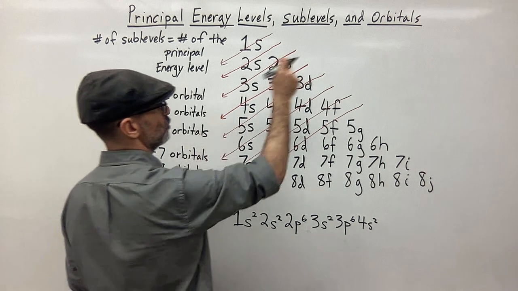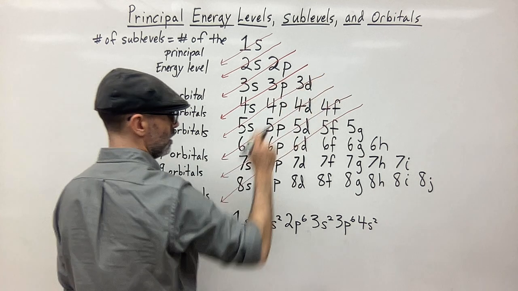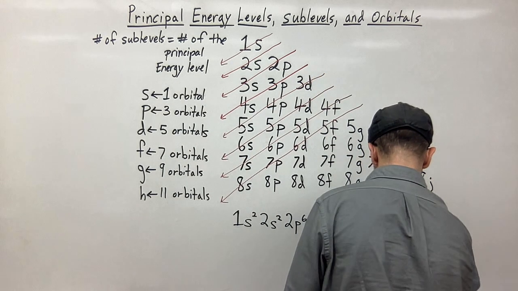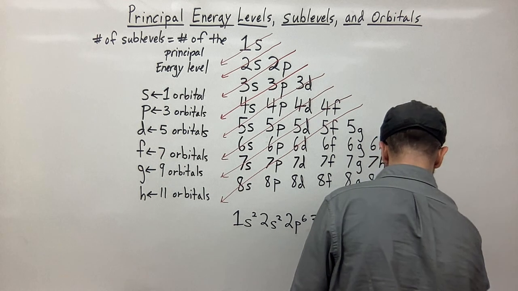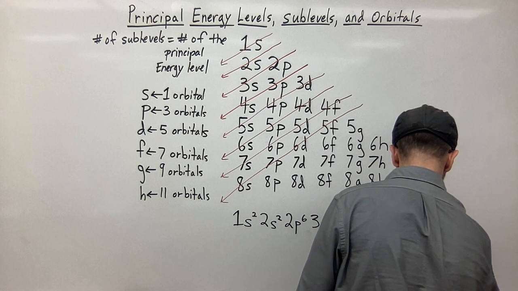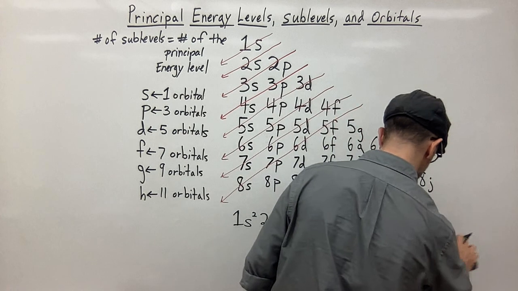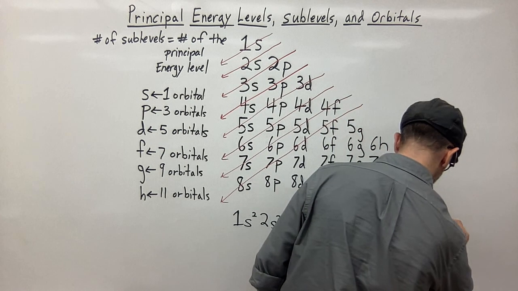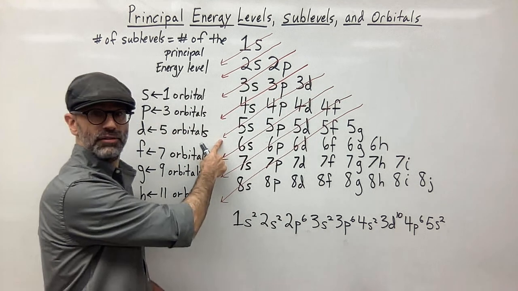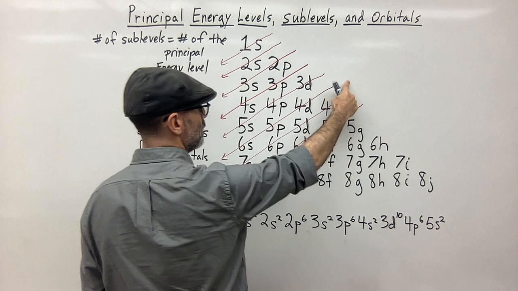Now I got to go to the beginning of the next arrow. And so now it's 3d, 4p, 5s. So 3d10, 4p6, 5s2. So now I'm at the end of this arrow here. Now I keep going. So I go to the beginning of the next arrow.